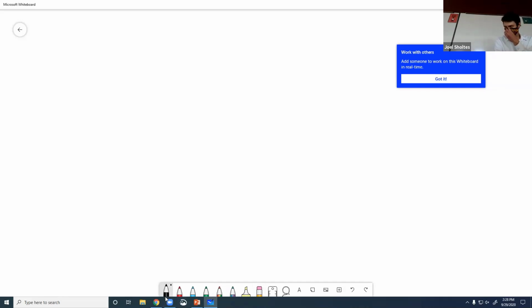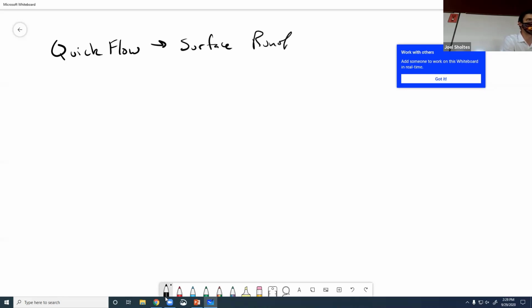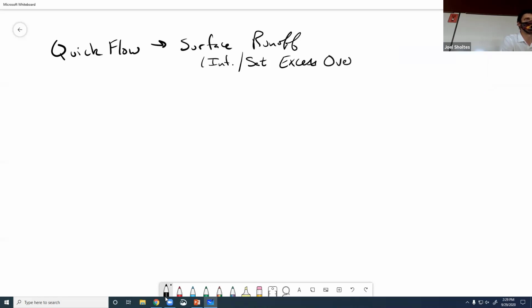So we have those four main pathways to talk about. Let's talk about them in terms of how quickly things run off. First we'll say quick flow. And that's going to be anything that has to do with surface runoff, so our infiltration excess and our saturation excess overland flow. When you run off on the surface, you're moving very fast, right? Stream flow is very fast. Runoff over the surface is slower than stream flow, but it still happens quickly, relatively speaking.